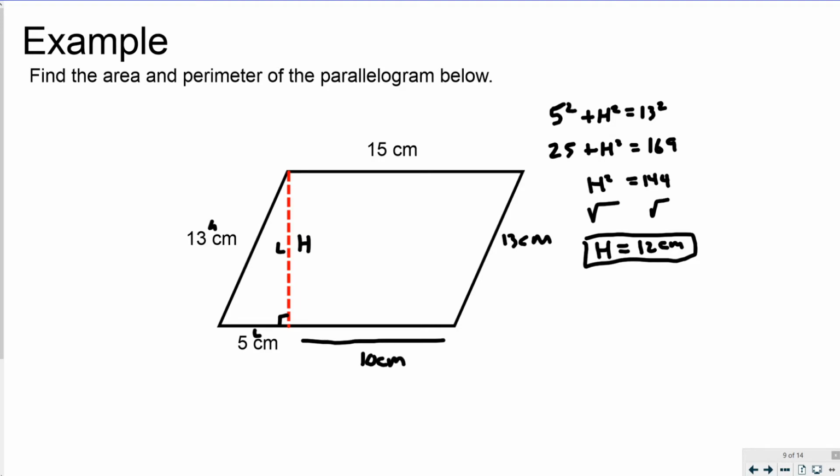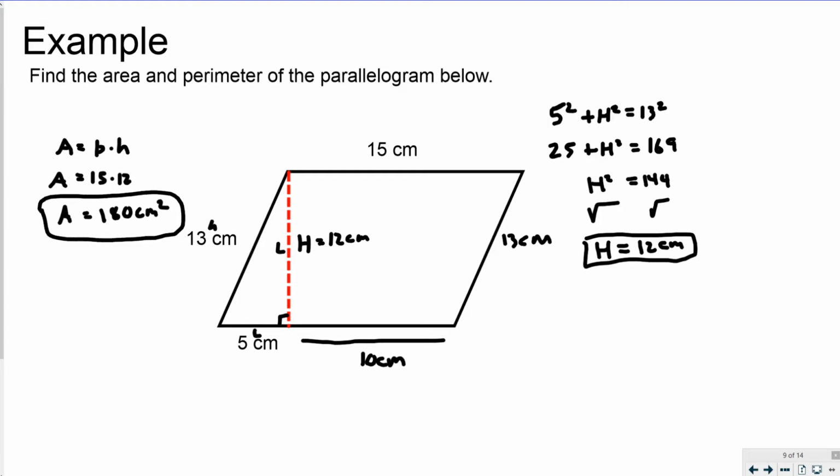Okay, so that's going to go in here. So now I can calculate the area of my shape, so I'm going to do it over here. Remember, area is base times height. The base is 15 centimeters. The height is 12 centimeters. So the area is equal to 180 centimeters squared.